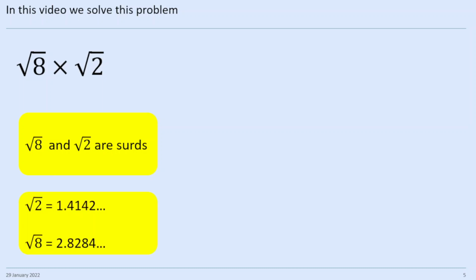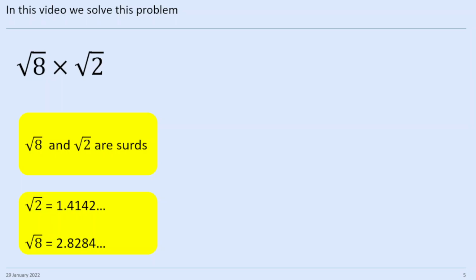Well, a surd is something that's written with a square root or a cube root in, because if we wrote it out as a number, it would be like an infinite decimal. So the square root of 2 is 1.4142, and then there's more digits after that. It goes on forever. Square root of 8 is 2.8284, and then it goes on forever. There's digits after that. So to write it exactly, we have to leave it as a square root.